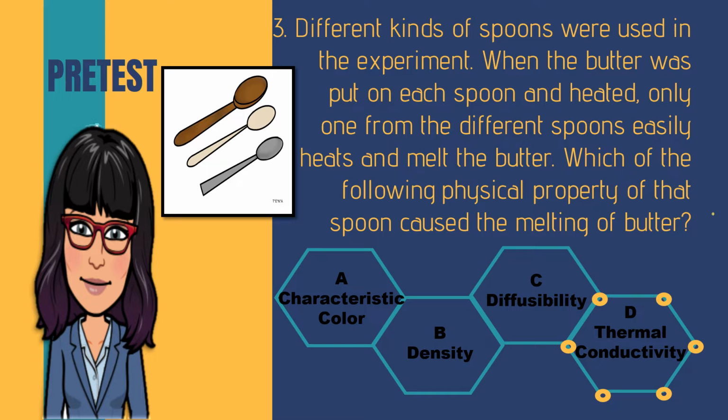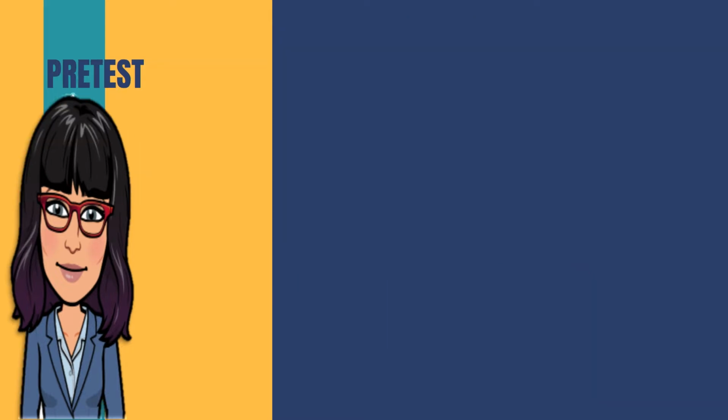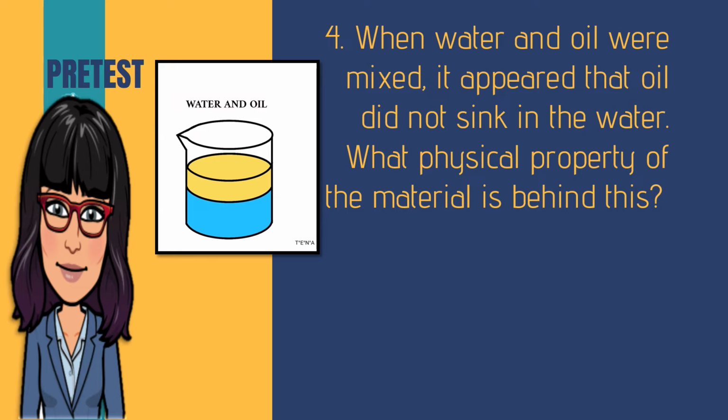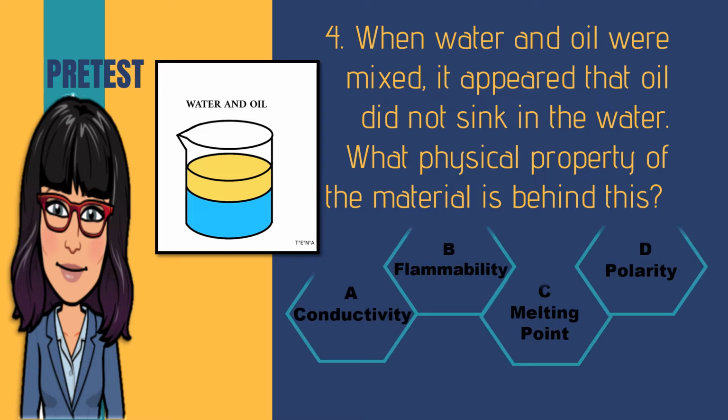Thermal conductivity. Next question is, when water and oil were mixed, it appeared that oil did not sink in the water. What physical property of the material is behind this? Choices are A. Conductivity, B. Flammability, C. Melting point, or D. Polarity. Think for the answer. And the answer is D. Polarity.